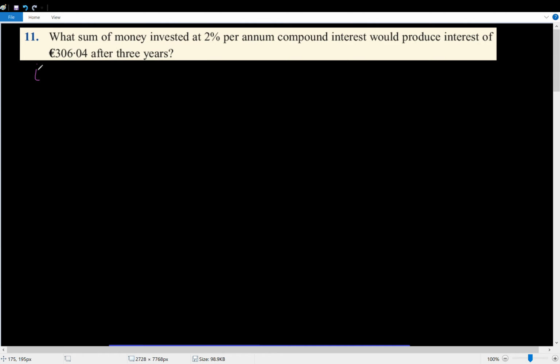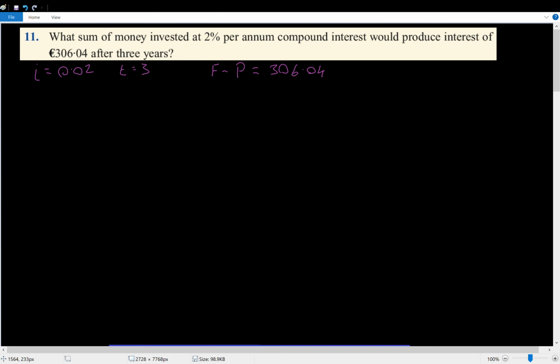So we've got our interest rate is going to be 0.02, that's our 2%. Our time, our t, is going to be equal to 3. That's how much it was compounded. And we don't have a final amount or a principal amount, but we do have the interest, which means that we can say that final minus principal, which is how you would get the interest amount total, is equal to 306.04. Okay, so that's what we've got so far.